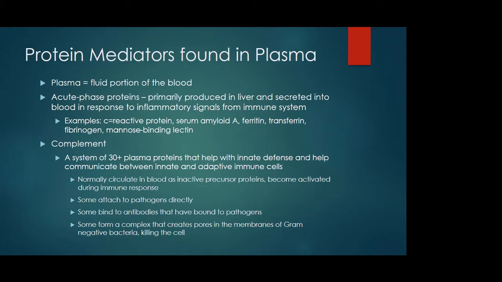We also have this really interesting system of proteins called complement. Complement proteins are a system of more than 30 proteins, where we keep finding more new ones, that help the innate immune response. They help communicate between the innate and adaptive immune responses as well. So complement is a really complicated system, and you don't have to know a lot about it, but these are proteins that normally circulate in the blood as inactive precursor proteins. They don't become activated until there's an immune response.